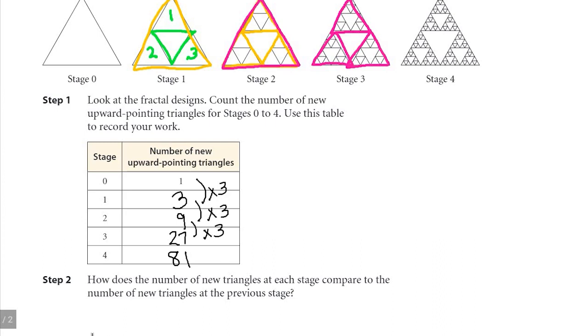So it's 3 times the amount of triangles than at the previous stage. So I'm just going to write: multiply by 3 to get to the next stage.